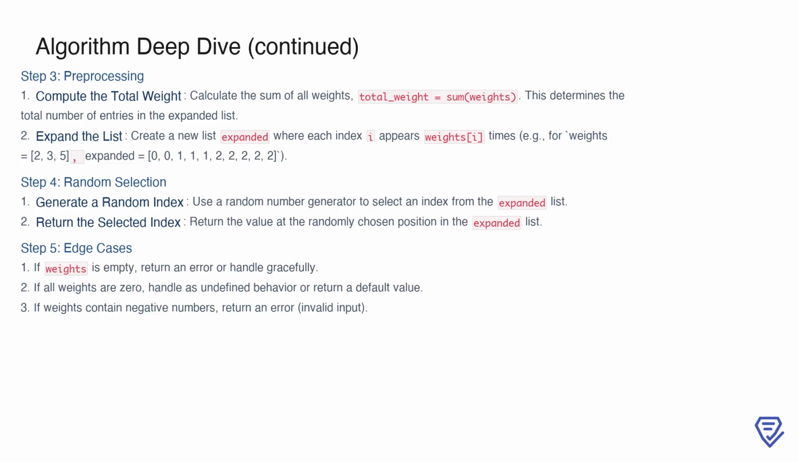It's also important to handle edge cases, such as when the weights array is empty, when all weights are 0, or if there are negative weights. These cases should be treated as invalid inputs or handled explicitly.